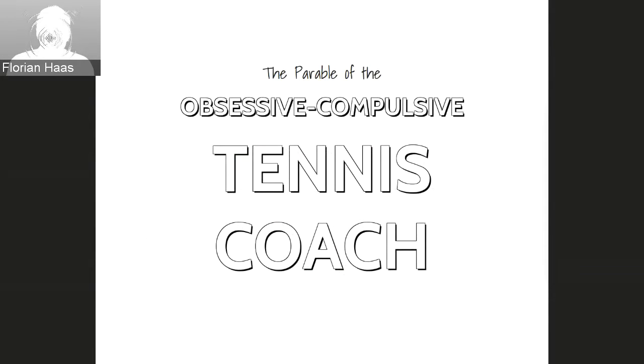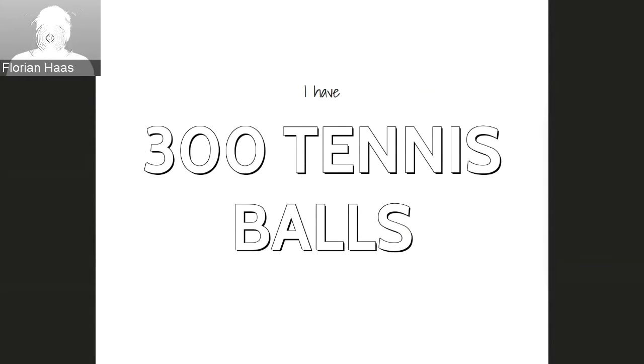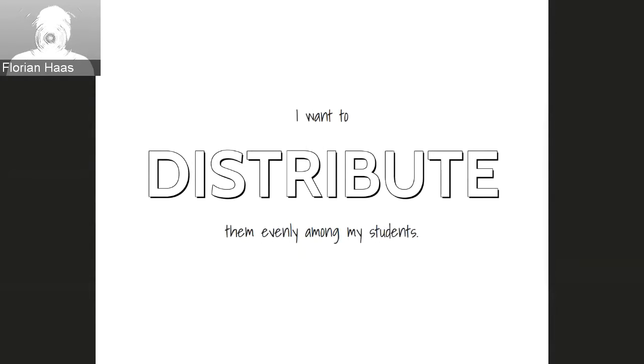So bear with me for a moment while you imagine that I'm a tennis coach that has a little bit of an OCD problem. And it's the first day of summer tennis camp, and I walk onto the court, and I've got 5 students, Alice, Bob, Charlie, Daisy, and Eric, and I have 300 tennis balls that I want to distribute among them. And I want to distribute them evenly, so every single one has the same number of tennis balls. Well, how can I do that?